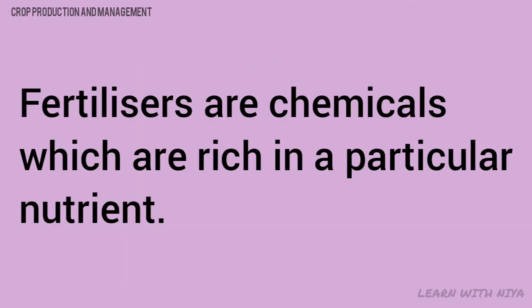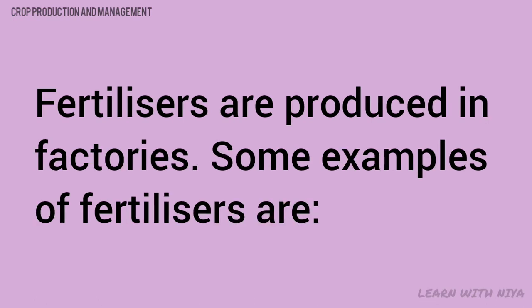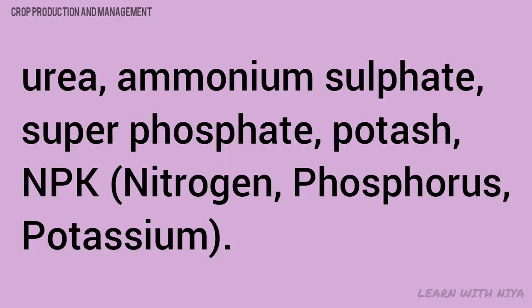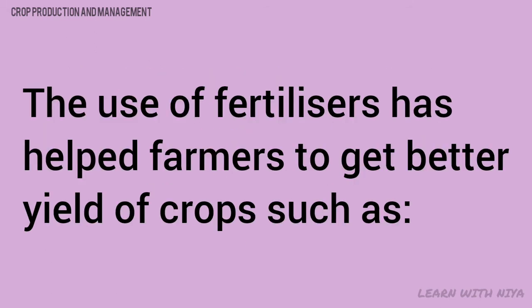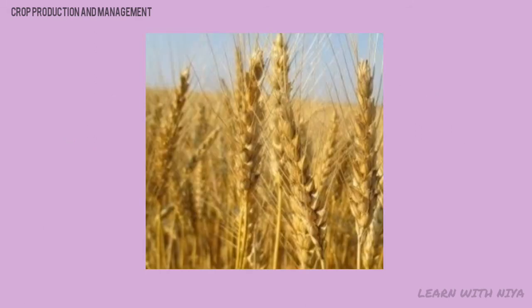Fertilizers are chemicals which are rich in a particular nutrient. Fertilizers are produced in factories. Some examples of fertilizers are urea, ammonium sulfate, superphosphate, potash, NPK: nitrogen, phosphorus, potassium. The use of fertilizers has helped farmers to get better yield of crops such as wheat, paddy, and maize.